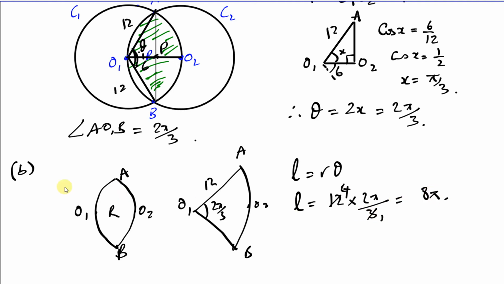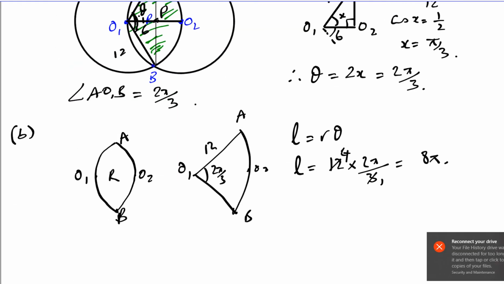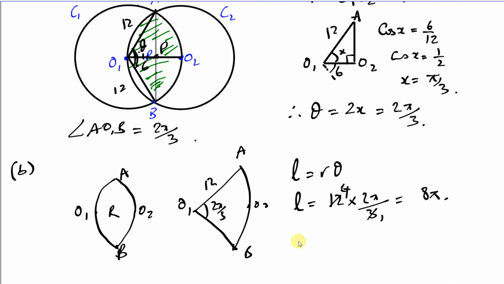Therefore the answer to the question, the perimeter of R, is going to be 2 times 8 pi, which is 16 pi. 16 pi centimeters. Okay, so there we have the answer to part B. It's the length of this arc plus the length of that arc. One of them, its length is r times theta, r times 2 pi over 3, which gives you 8 pi. We have 2 of those, so that's 16 pi.